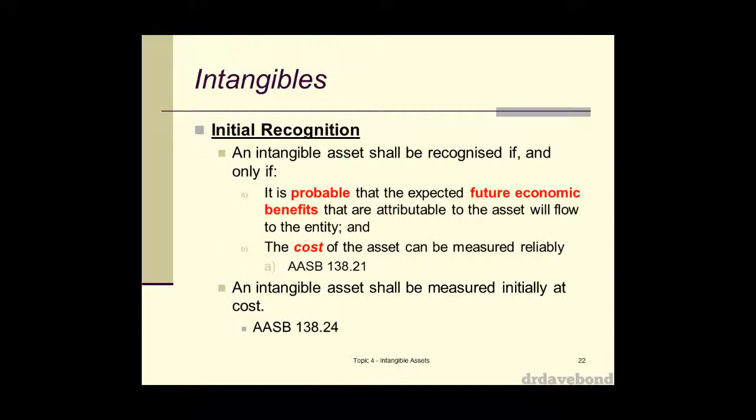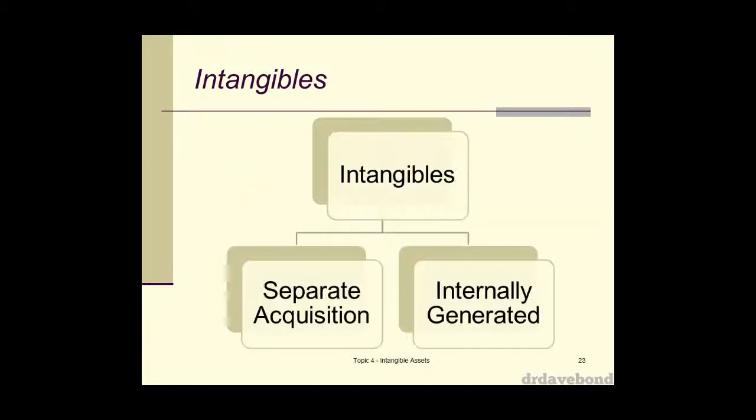Now, we have seen this definition before. An intangible asset shall be recognized if and only if it is probable that the expected future economic benefits that are attributable will flow to the entity, and that the cost of the asset can be measured reliably. So we see this probability, reliability. We see it time and time again with assets, and we see it again here. An intangible asset shall be measured initially at cost. What is cost? Let's see if it's on the next page, and it isn't. We'll come to cost.